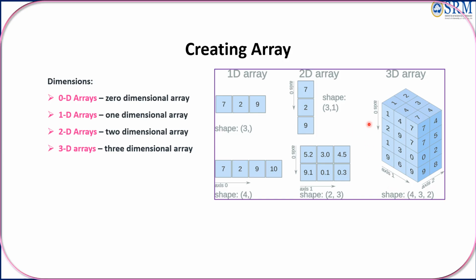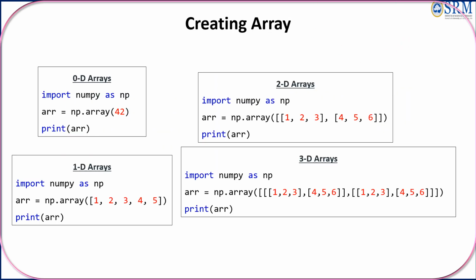And if we have three axes, axis 0, 1 and 2, then this is the three-dimensional array. So we can see here we have 4 rows, 2 columns, 3 columns and 2 sets. So this is the three-dimensional array. To create an array of different dimensions, we can follow this.